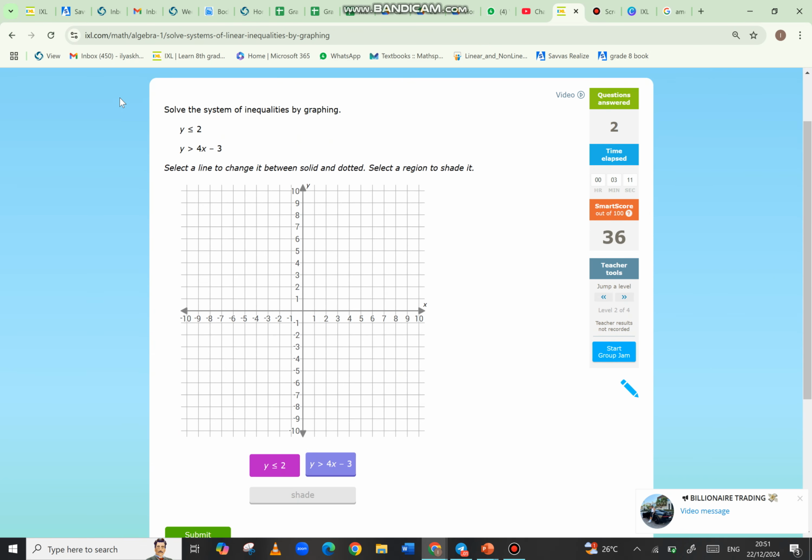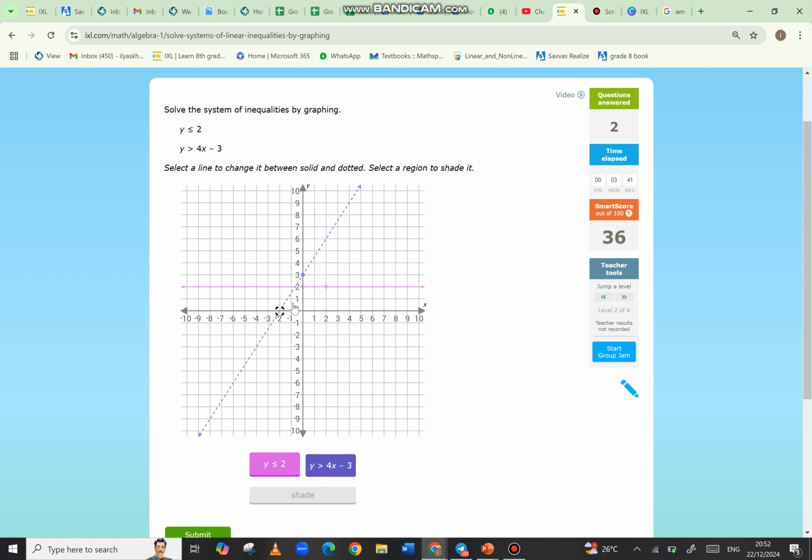Now, final one. Y is less than or equal to 2. Easy. We know y is 2, where that is, it's here. Yep, straight horizontal line going through y is 2. Next one, a little bit more complicated. But if you understand mx plus b, b is minus 3. That's where it hits the y-axis. So we can start with that point.